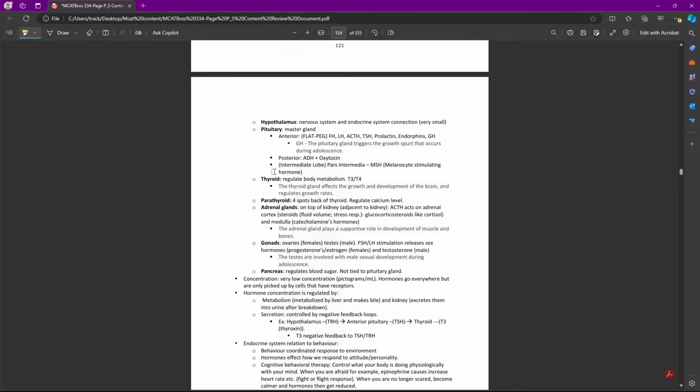The thyroid regulates body metabolism with T3 and T4 to uptake different resources. The parathyroid has 4 spots on the back of the thyroid and it regulates calcium. Adrenal glands are on the top of the kidneys. They regulate glucocorticoids. Gonads produce sex hormones for sexual development, male or female. Pancreas regulates blood sugar by producing insulin, glucagon, for example.